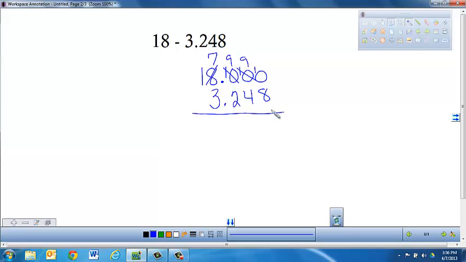So now I'm ready to start actually subtracting. 10 minus 8 is 2. 9 minus 4 is 5. 9 minus 2 is 7. Here's my decimal. I bring it straight down. 7 minus 3 is 4. And 1 minus 0 is 1. So my final answer is 14 and 752 thousandths.